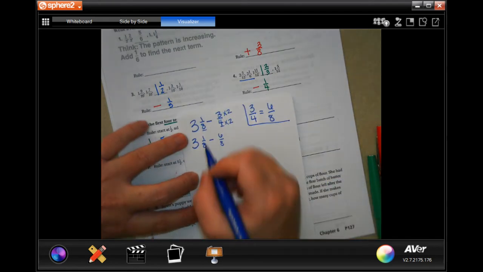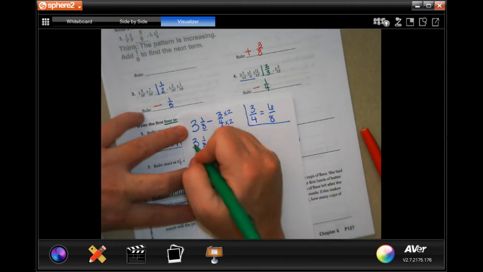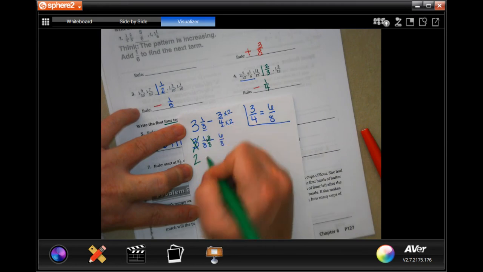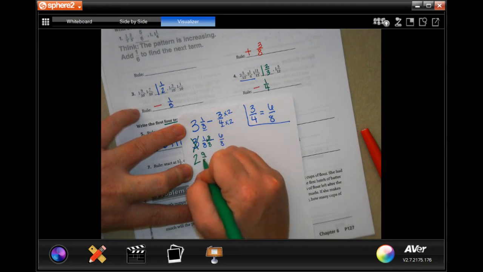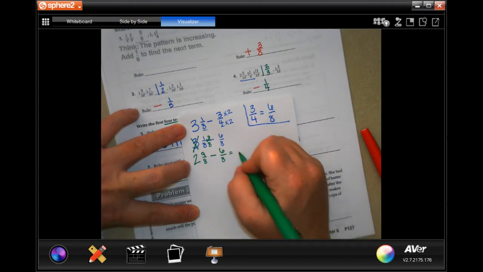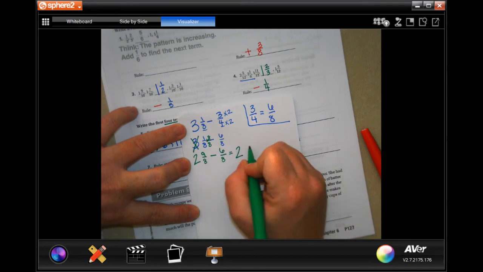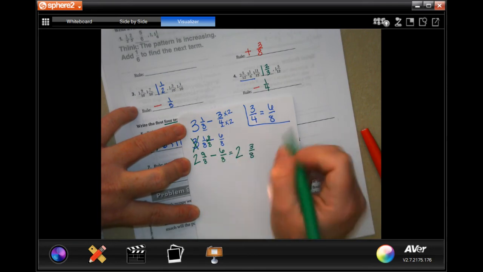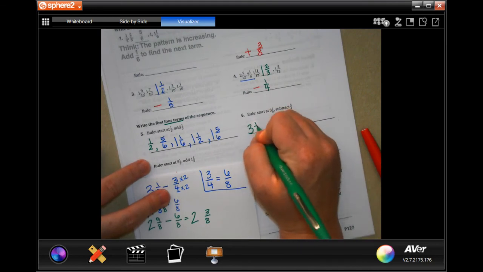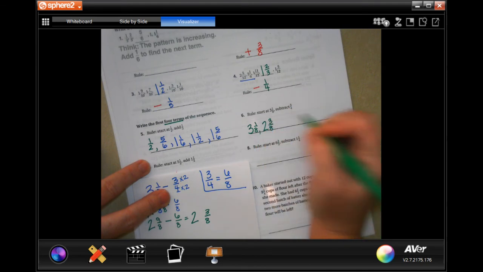Okay? So 1 cannot take away 6. I need to borrow 1. Now I have 2, I'm going to add an 8 over 8. 9/8 minus 6/8 equals... the 2 doesn't change. 9 minus 6 is 3, and my denominator stays the same. So I start with my 3 1/8. I then have 2 3/8.